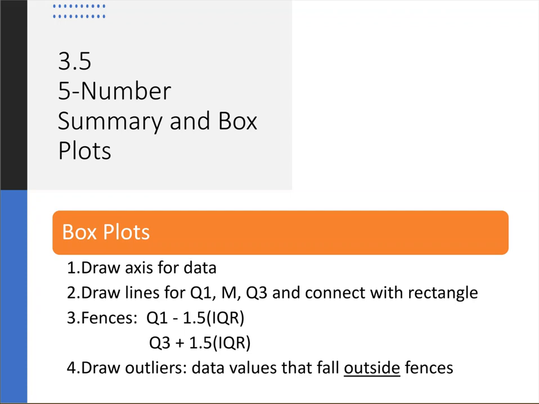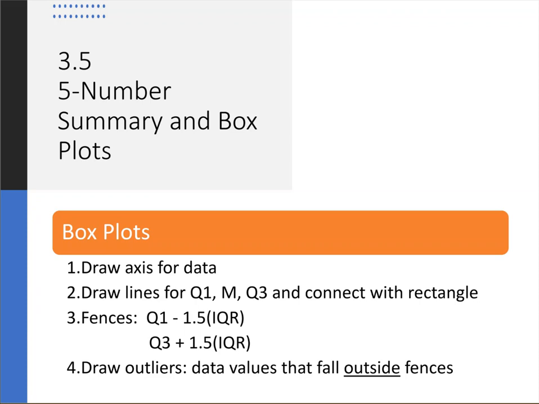In this section, we're going to talk about the 5-number summary and box plots. But before we get into both of those items, we kind of need to discuss outliers. I don't believe we've discussed that up until now, so let's formally define an outlier.